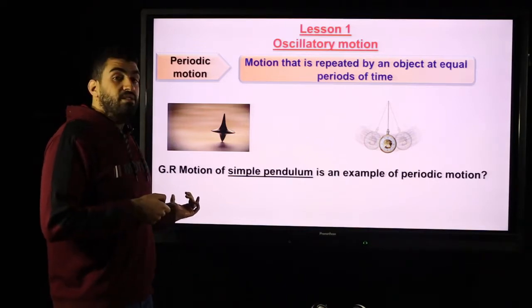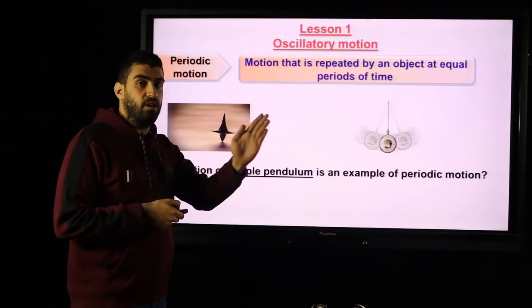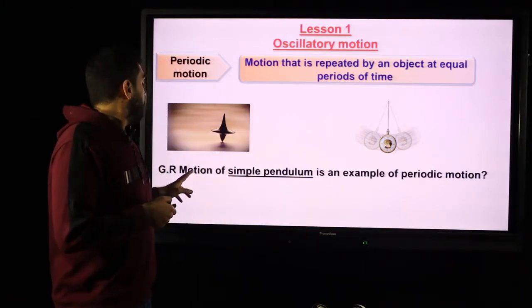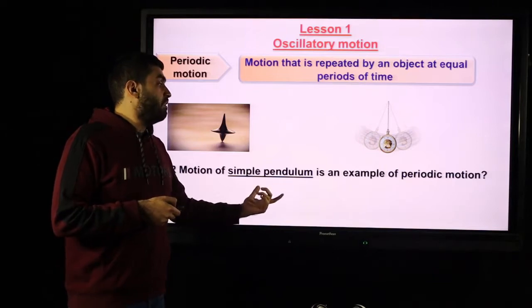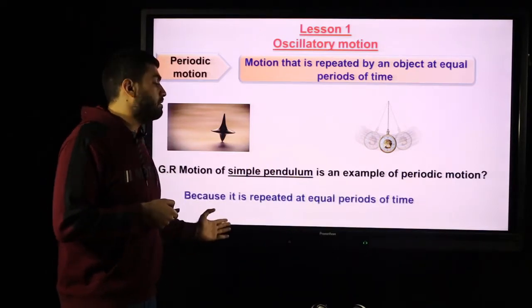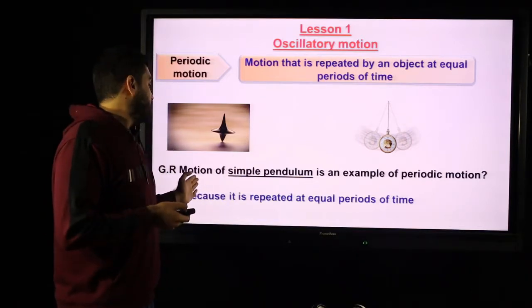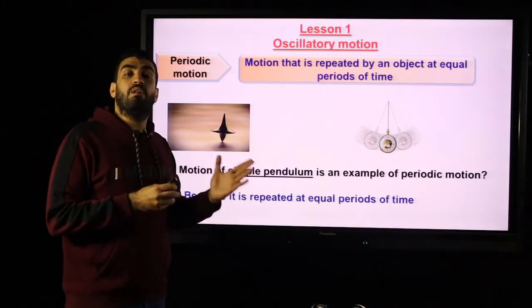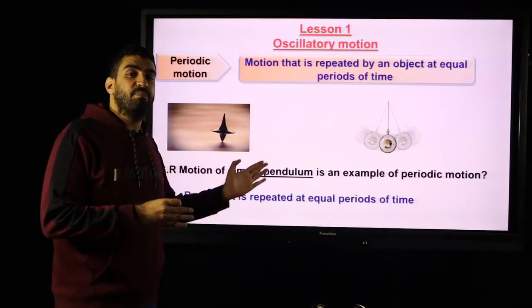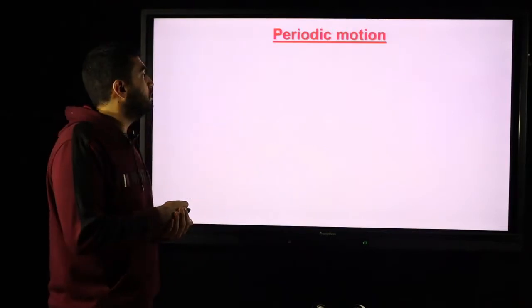When I ask you, give reason, motion of simple pendulum, like this, an object moving. Motion of simple pendulum is an example of periodic motion, simply because it's repeated at equal periods of time. Again, give reason, motion of simple pendulum is an example of periodic motion. Why is it periodic? Because it's repeated at equal periods of time.